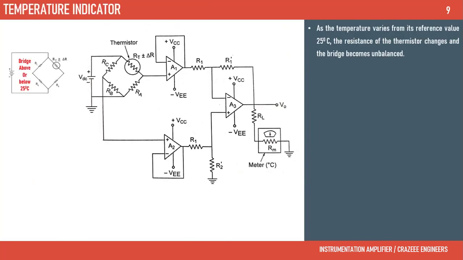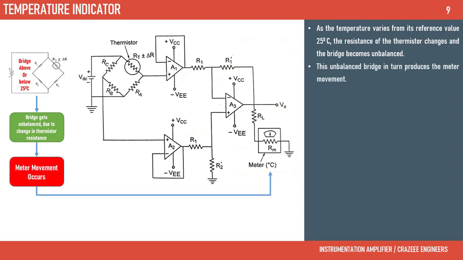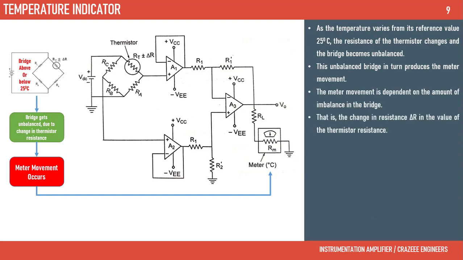As the temperature varies from its reference value, 25 degrees Celsius, the resistance of the thermistor changes and the bridge becomes unbalanced. This unbalanced bridge in turn produces the meter movement. The meter movement is dependent on the amount of imbalance in the bridge. That is, the change in resistance, delta R, in the value of the thermistor resistance.